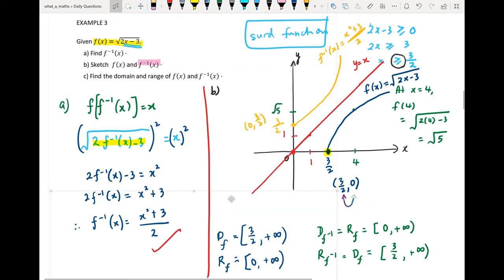So this is how we find our f inverse for surd function, how we sketch our f inverse graph, and also how to find domain and range for f inverse.